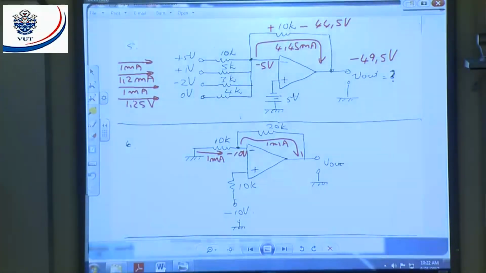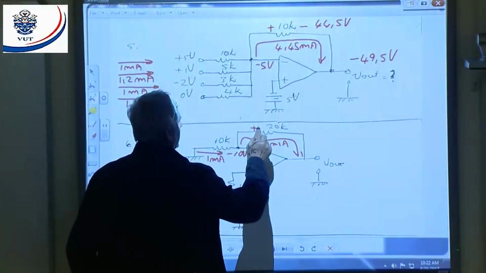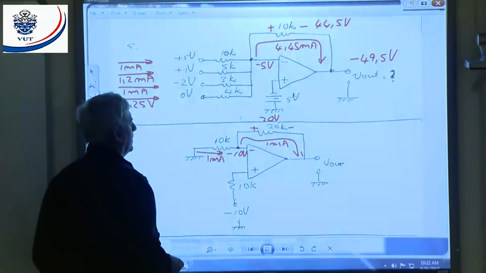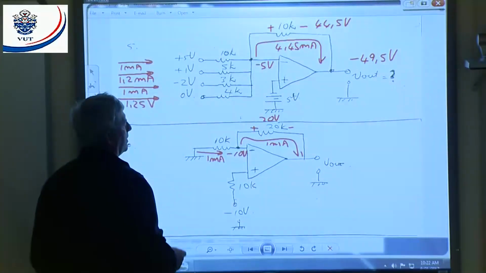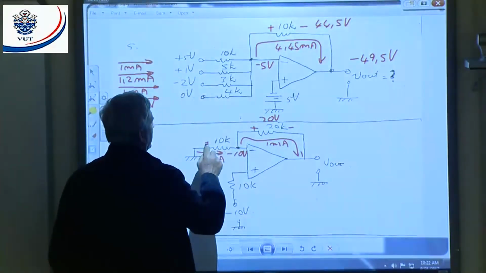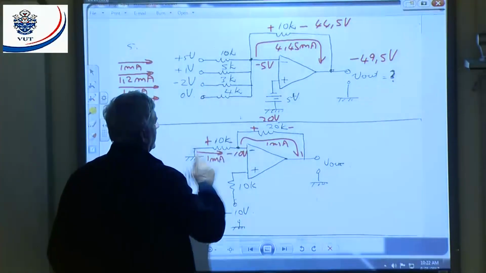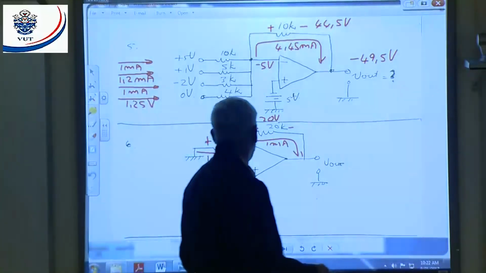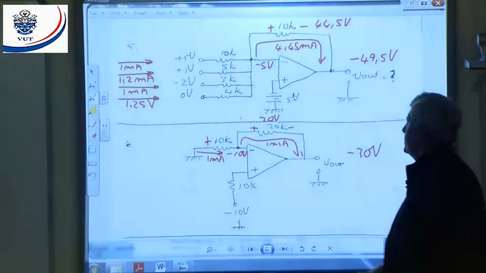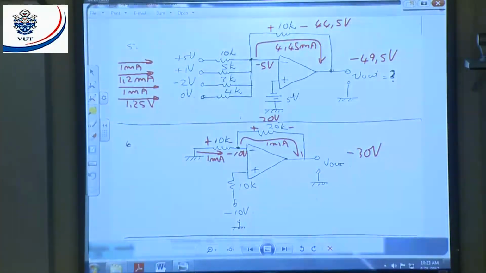Now 1 milliamp times 20K will give me how many volts? 20 volts. That means positive, negative, there will be 20 volts across that 20K. That means now this current, that's also going to be positive, negative. What's the correct answer? Minus 30 volts. All right.